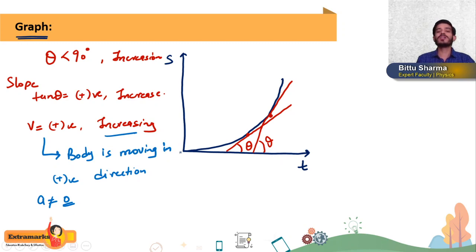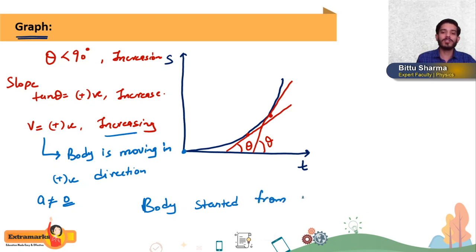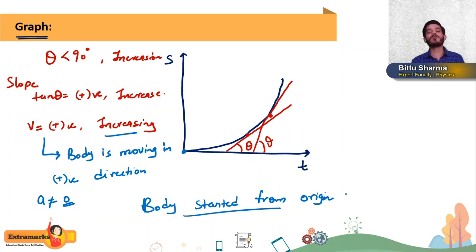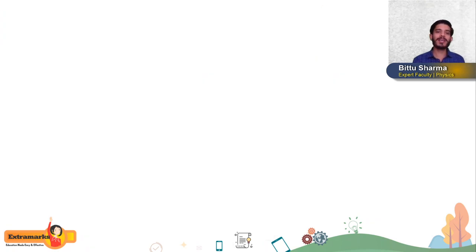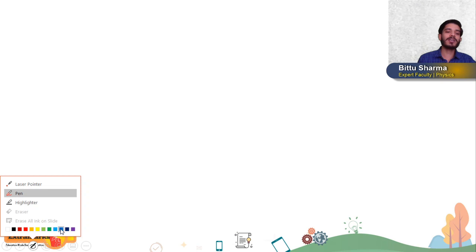So like this, students, you can read any graph. Acha, here this body started from the origin, so you can say the body started from the origin. Okay, students, so this you have to remember about the graph. Whatever type of graph is given to us, you can easily calculate its type of motion.